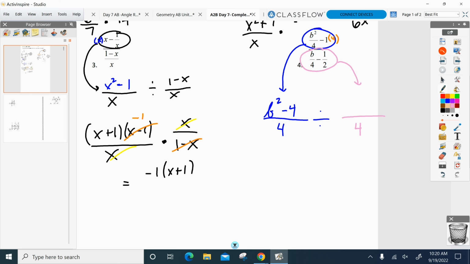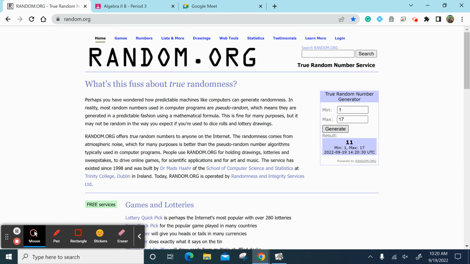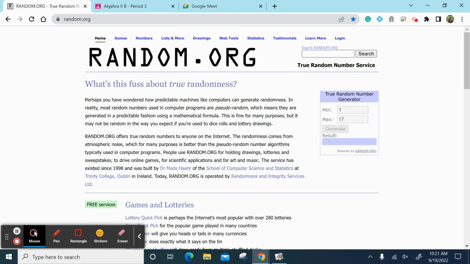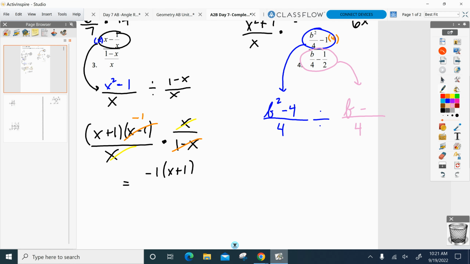All right, let's go b over 4. Anything you got to multiply by there? Tim, anything I got to multiply the b by over b over 4? Nope, because 4 matches the common denominator, so it's b. Minus, what's that 1 and 1/2 have to get multiplied by? It has to be multiplied by 2. Darn right it would be. So I got b minus 2.